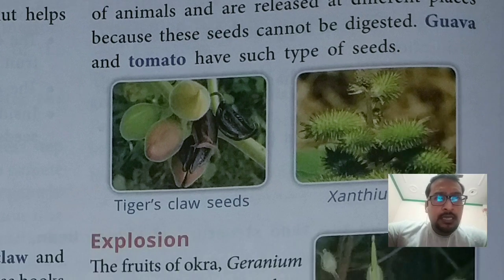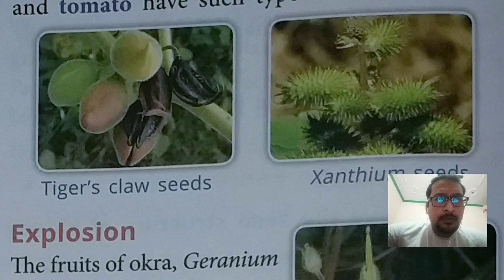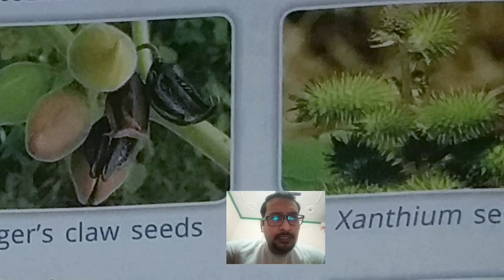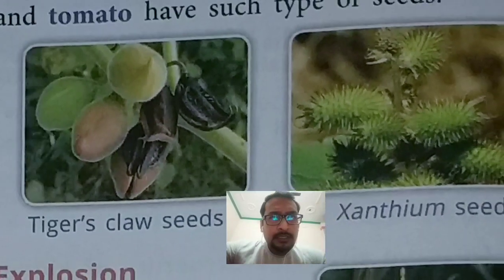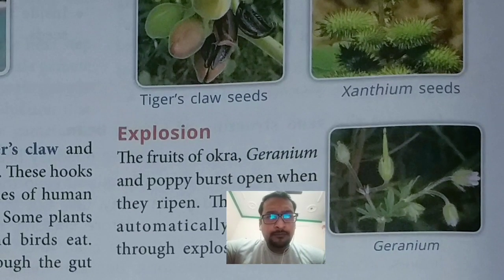Here you can see in the picture xanthium and tiger claw. The picture shows they have a hook-like structure. They can be carried away on the fur of the animal or on the clothes of humans also.